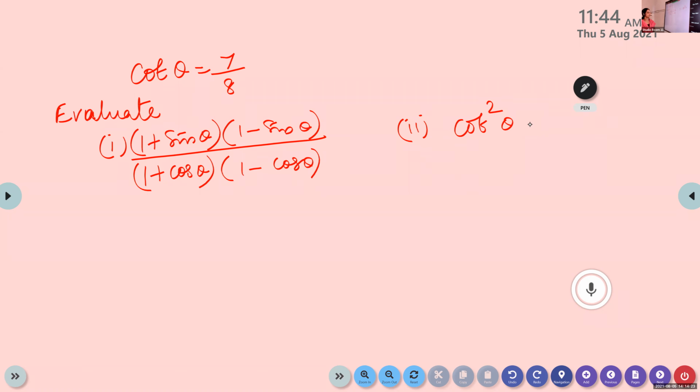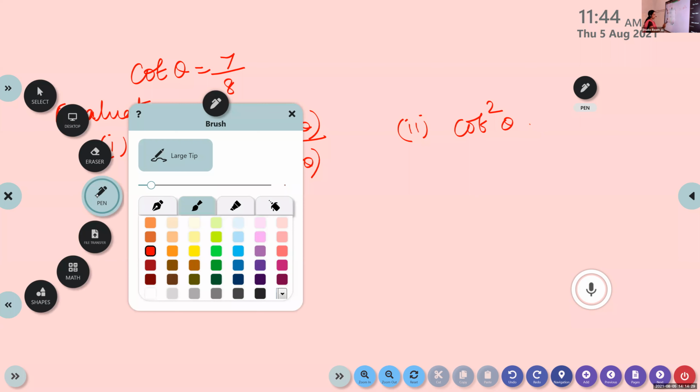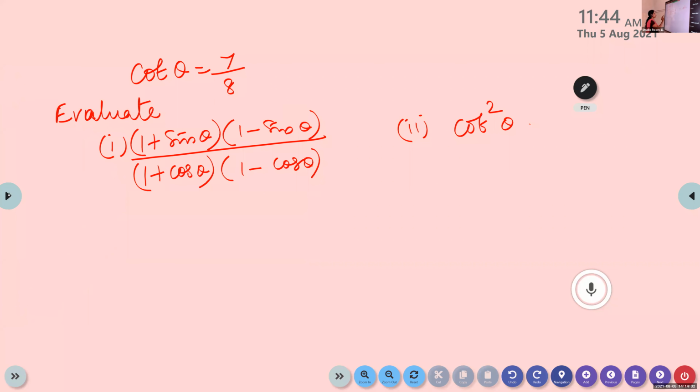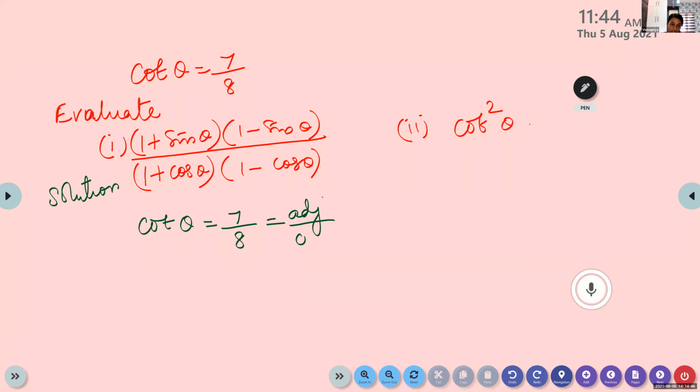Okay, now how to do this? First we are given like this. First thing is you draw the triangle, apply the definition. What is the definition of cot theta? Adjacent by opposite side. Here the figure is not given, so you can name it A, B, C. Theta is some acute angle, so any one of the two acute angles you name as theta.